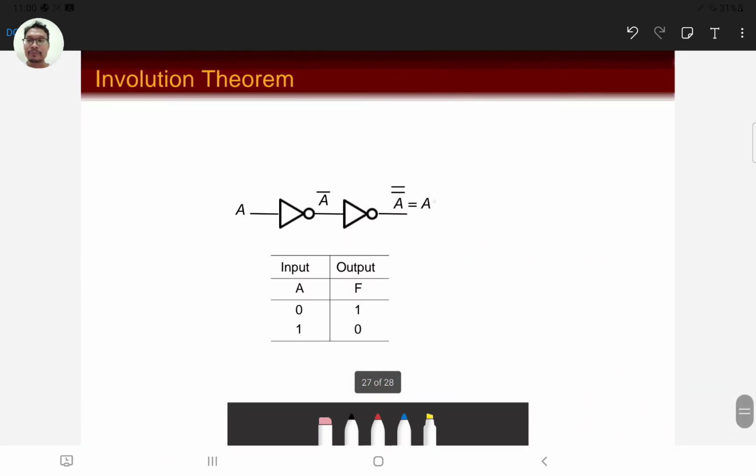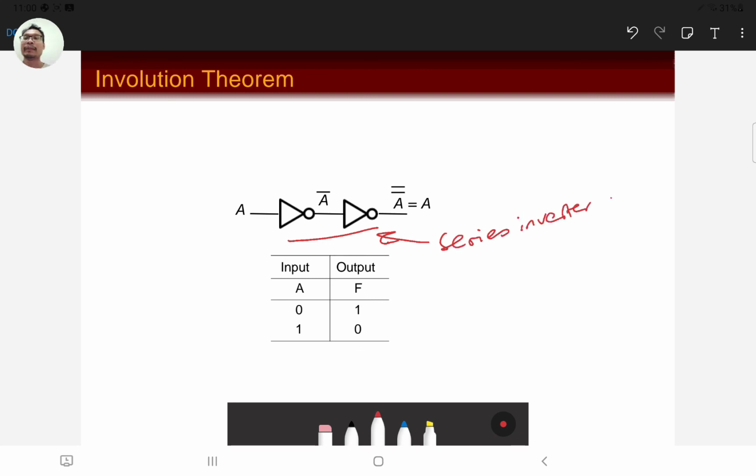And finally, we look at the last theorem. It's called the involution theorem, whereby we put two inverters back to back in series. Here is the series inverter, and we are going to get back our original A. For example, if I put A here as 1, I'm going to get a 0 here, and here I'm going to get a 1. So basically, I'm going to get A back here. Similarly, if I put a 0 at the beginning, I'm going to get a 1 here, and then a 0 here.